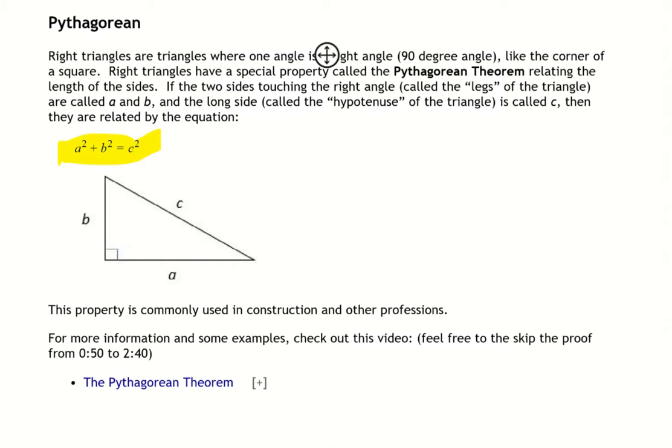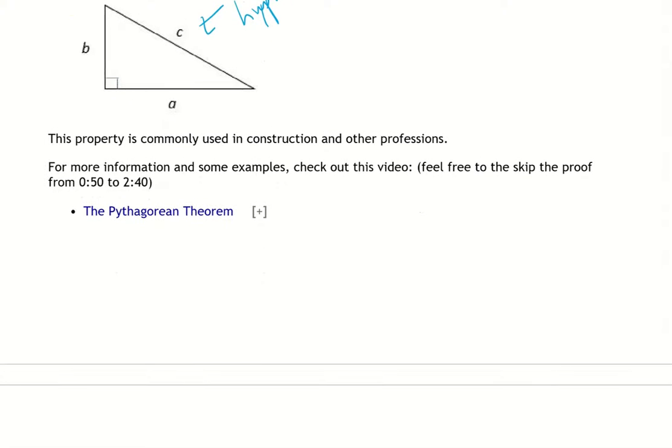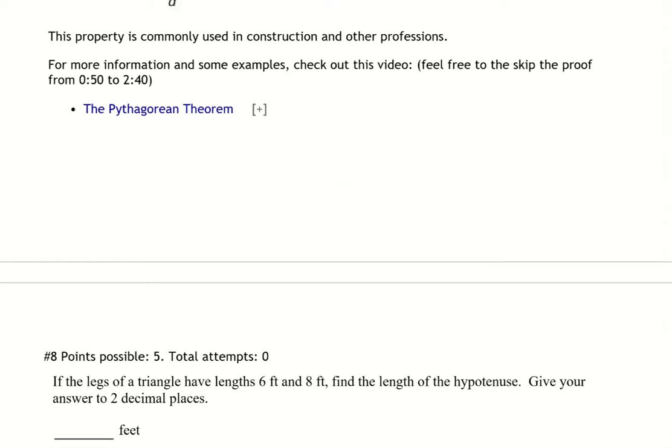Here's the Pythagorean theorem: a squared plus b squared equals c squared. C is the hypotenuse, the longest side, the one across from the right angle. The Pythagorean theorem is only for right triangles, so it has to have that 90-degree corner. Here's the proof. There are lots of great little activities with this that you're welcome to check out.